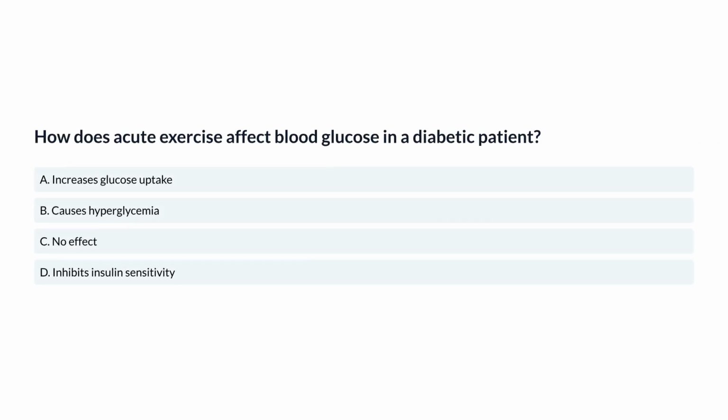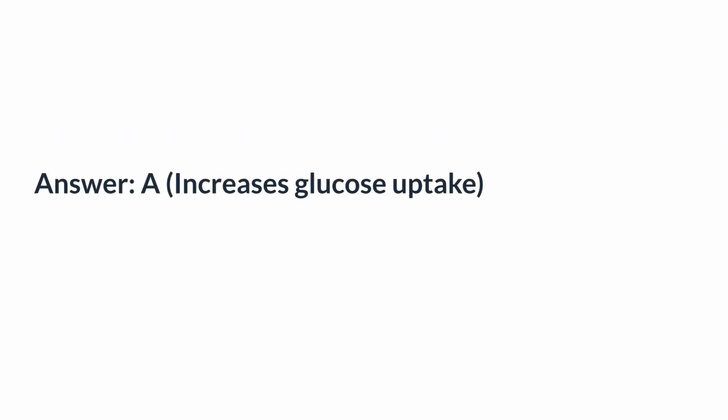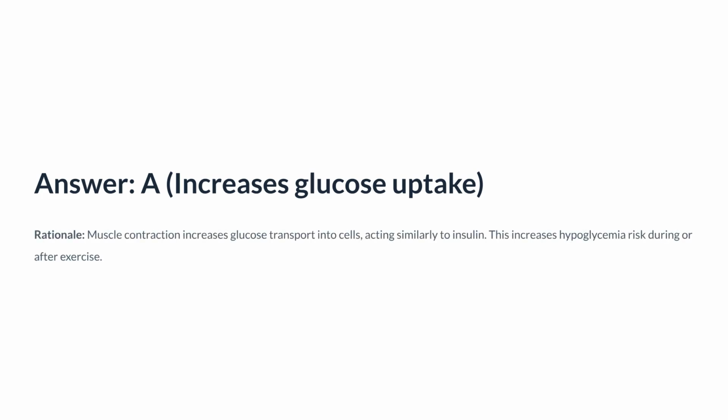How does acute exercise affect blood glucose in a diabetic patient? The answer is A. Acute exercise increases glucose uptake. Muscle contraction enhances glucose transport into cells, mimicking insulin's action, and raising the risk of hypoglycemia during or after activity.